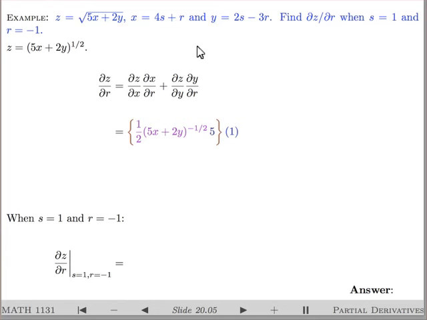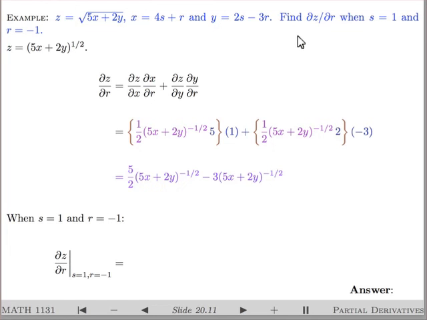Now we repeat this for the second term but with y. So the partial derivative of z with respect to y will be, again, the power rule first, 1/2 5x plus 2y to the power negative 1/2 times the derivative of 5x plus 2y with respect to y, which is 2, times the derivative of y with respect to r, which will be negative 3. Okay. So you don't really need to simplify it. I'll just simplify it a little bit by doing the arithmetical multiplications.